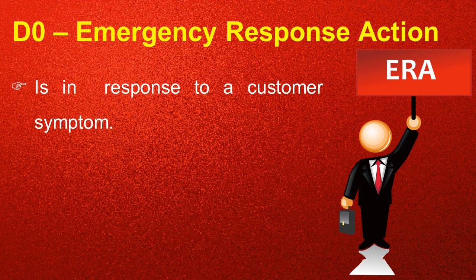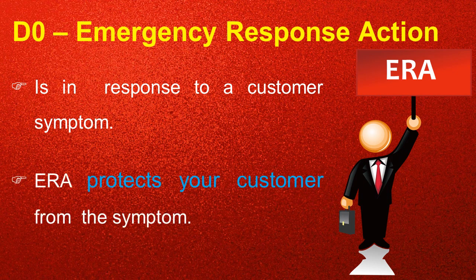D0 is in response to a customer symptom. A symptom is something which the customer is seeing or feeling. For example, part not fitting in the final assembly or rust observed in the parts. Emergency response action protects your customer from the symptom, which is a very key requirement of this step. ERA may include recalling all stocks, or it can be increased gauging and inspection.